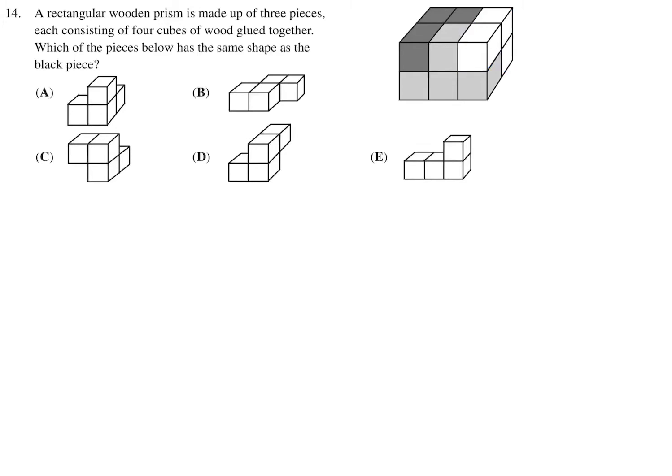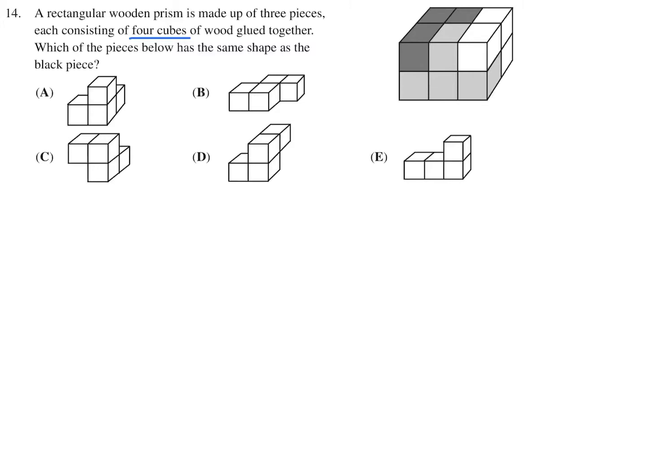Now, these pieces each have 4 cubes. Now, the white one, we can see 3 of them, right? I can't see the 4th one, so I've got to figure out where is the 4th one on that one. The gray one, we can see all 4. 1, 2, 3, 4. So that's really good. So if I can figure out where the 4th piece is on the white one, I'll be able to figure out the black one.